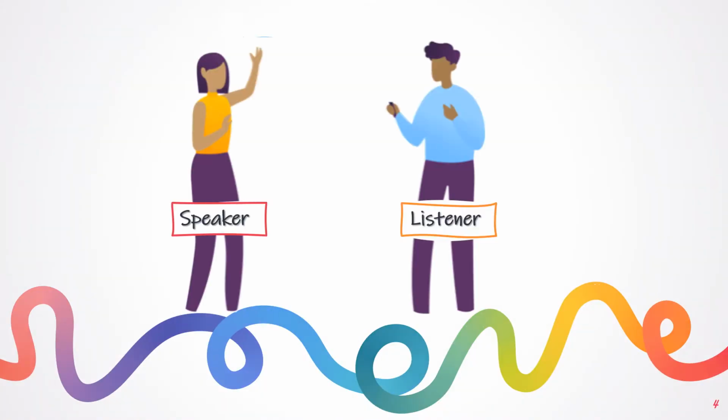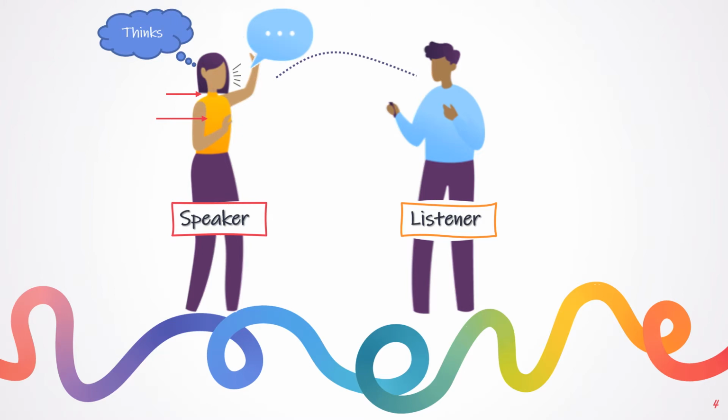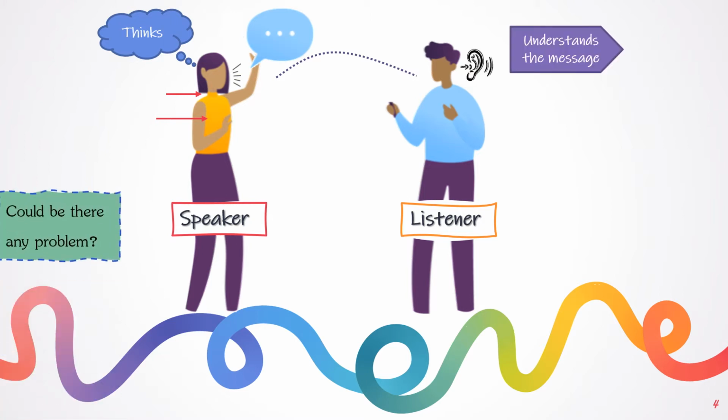Here we have the speaker and the listener. The speaker thinks and decides what she's going to say in her language. The speaker's speech organs move. The lungs push air through the larynx and into the mouth and nose. The sound travels through the air. The listener hears the sounds that hit his ear. And finally, the listener understands the message.